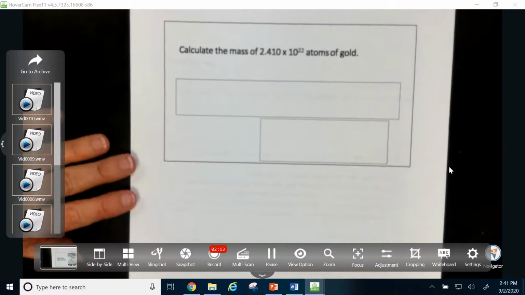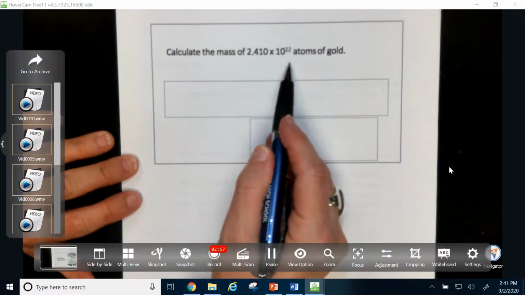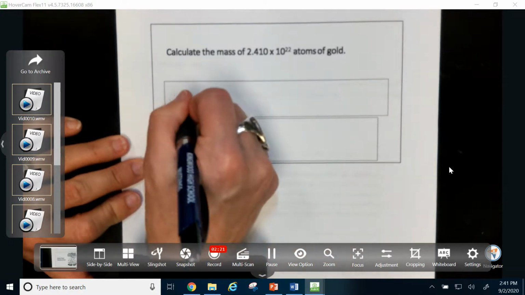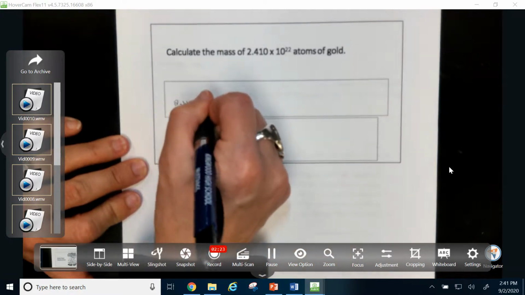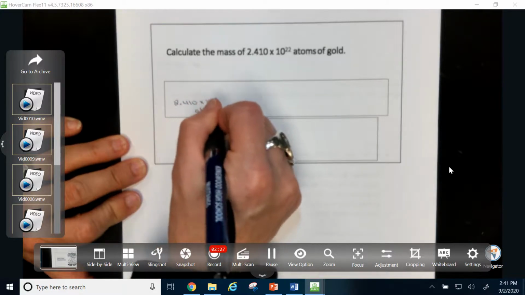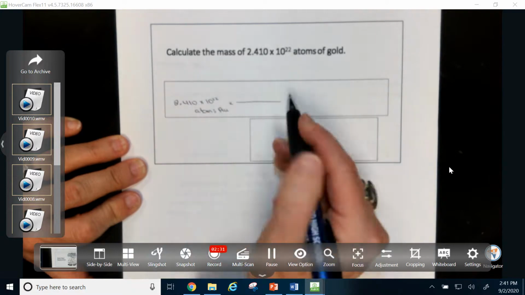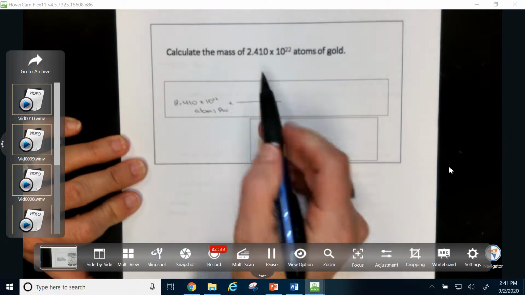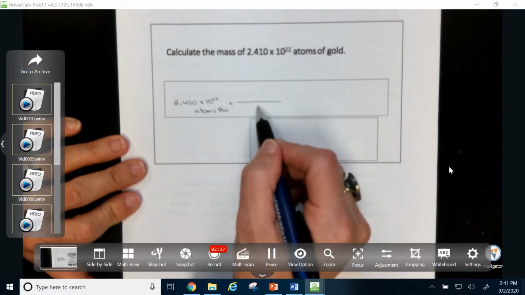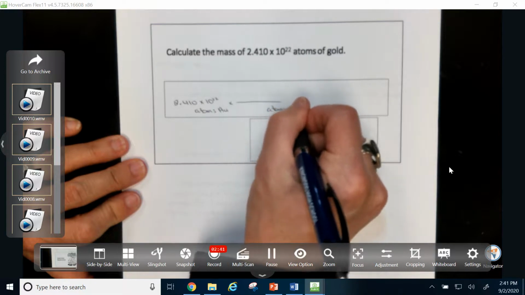Let's look at the last example. Calculate the mass of 2.410 times 10 to the 22nd atoms of gold. I always start by writing my given. 2.410 times 10 to the 22nd atoms of gold, which is Au, times a conversion factor because I need to switch from atoms to the mass. So remember, whatever unit you're starting with, that unit goes down here at the bottom. So I have to put atoms of gold down here.